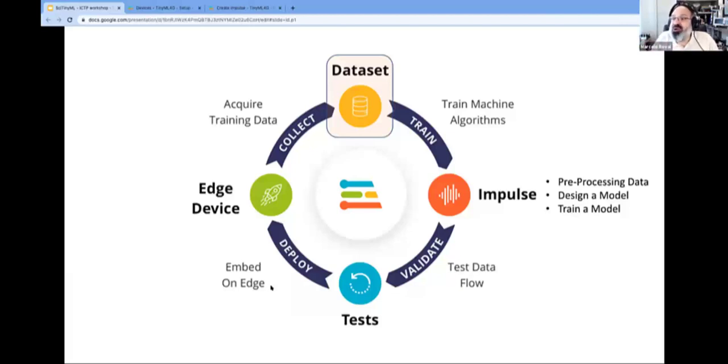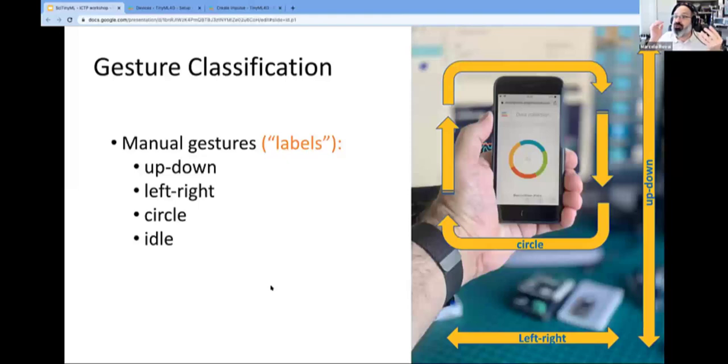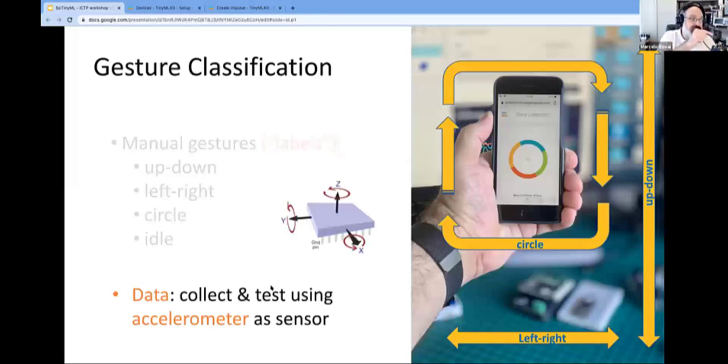What does capture data mean? We need to define what you want to do. For example, in this experiment, what I want to do with you is a gesture classification. I take my phone here and I would like to go up and down, for example. I go left and right, and I do some circles. When I do this, and do nothing, what I want to do, in fact, is use the accelerometer that you have inside here, take the three axes of this accelerometer, X, Y, and Z, and collect the data, the time series electrical signal generated by this sensor. And this will be collected as a data set.